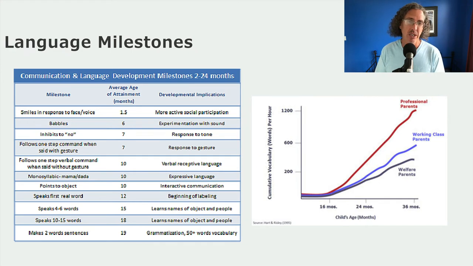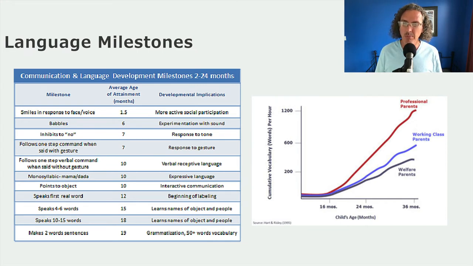Well, first of all, we can imagine that along this line is also something we call socioeconomic status. How much money does the family have? Professional parents probably have more money. So generally speaking, we can imagine that the children in the professional parent household are in a richer, literally, household that might have maybe more access to language, but not necessarily.